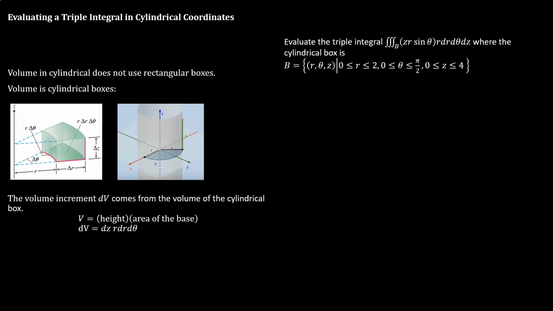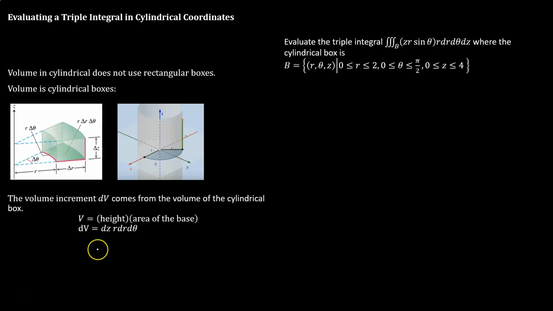Now that we know how cylindrical coordinates work, let's take a look at how to do integration in cylindrical coordinates. If you remember, when we first learned about doing double integrals in polar coordinates, we learned that the area increment was different than it was in rectangular coordinates. And the same thing happens when we look at volume. So with a triple integral, the volume increment in rectangular coordinates was just dx, dy, dz.